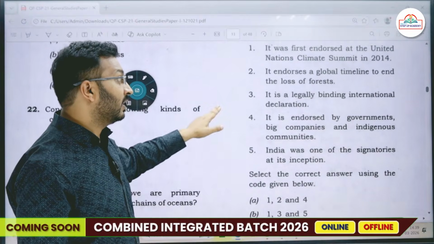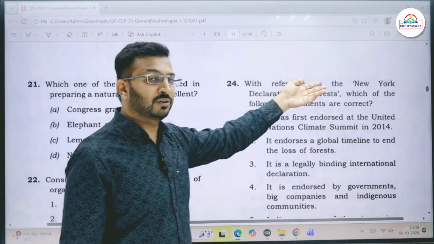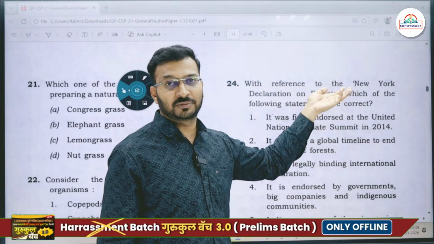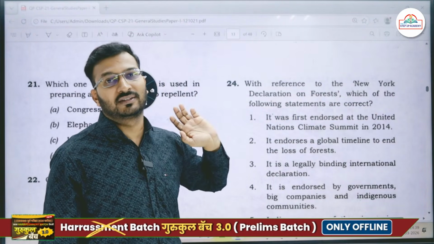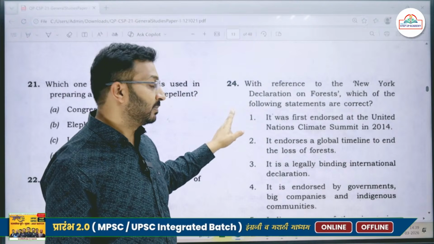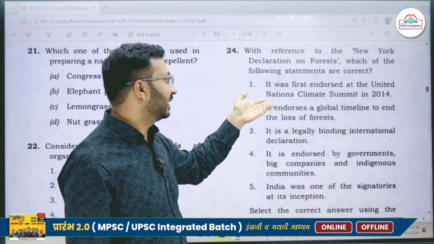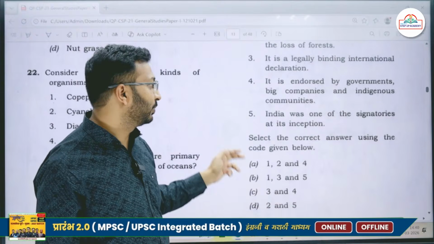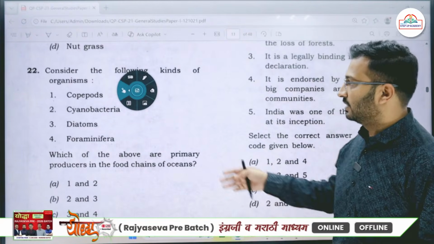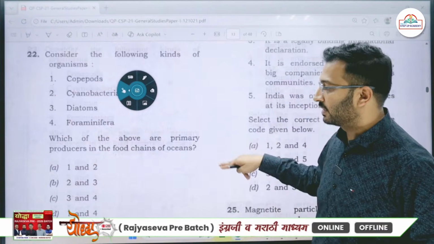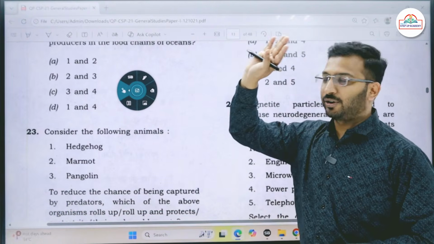So even in case you are not having any information with respect to this particular declaration, then also you can get the answer by just reading the statement very carefully. It is endorsed, okay, endorsed, so 1, 2 and 4. Fine. So you have to apply such logic. Here I applied the logic of hedgehog. Here I applied the logic of economy, hedge fund.